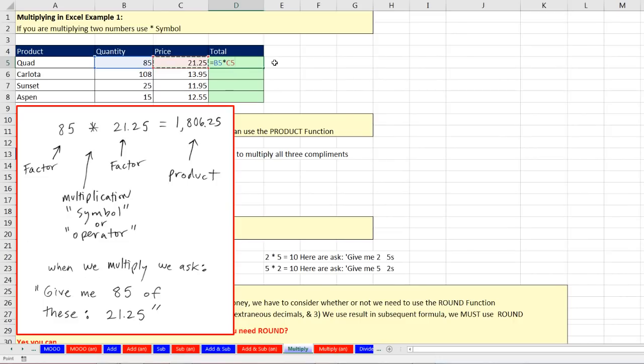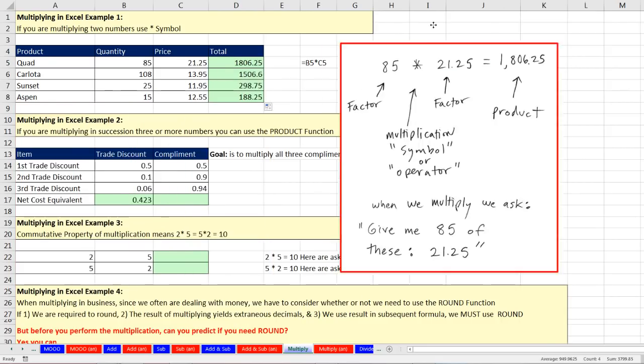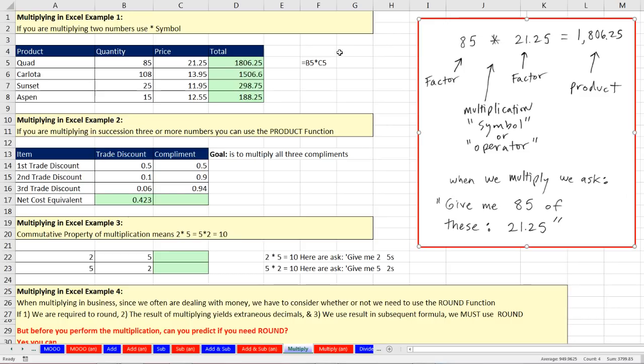Now, we don't need to worry about rounding here. We're not adding at the bottom. So Control-Enter, double-click, and send it down. So in this example, we had two numbers that we were multiplying. But there's another option for multiplying in Excel.